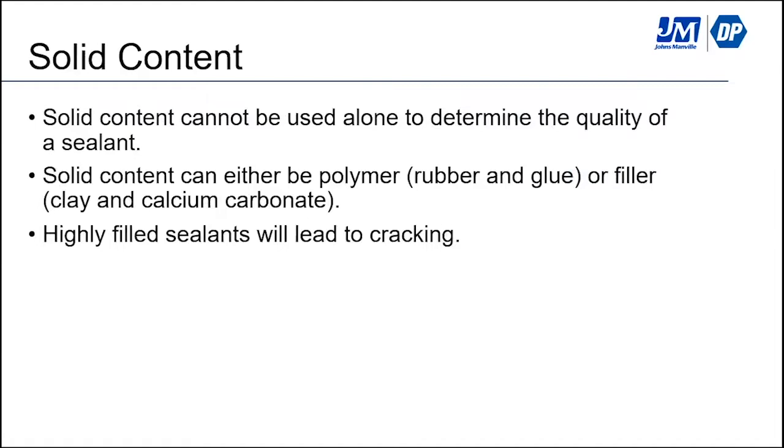An 85% solid content that is filled with clay or calcium carbonate, ground up drywall, is going to be a poor duct sealant. A solid content of 70% that is mostly polymer, rubber and glue will be a good flexible sealant that'll pass pressure tests. You cannot tell by looking at a data sheet and a solid content whether a sealant's going to be a quality sealant or not, just by looking at the solid content.